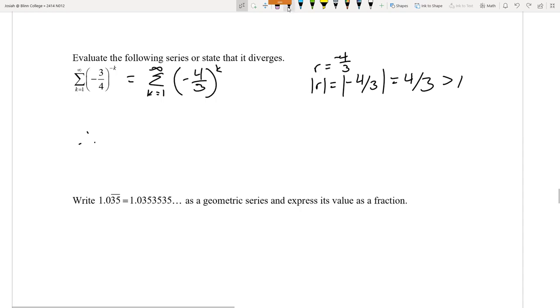So the geometric series, and what we can do as an alternative to writing down the entire series each time is we might just say, and we can say its r value.